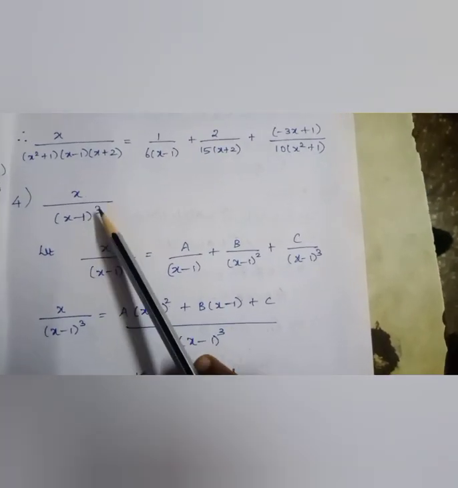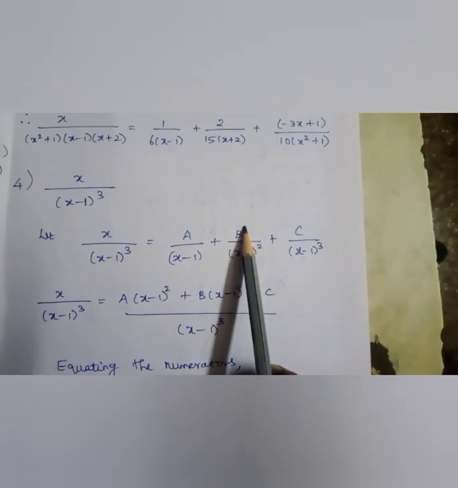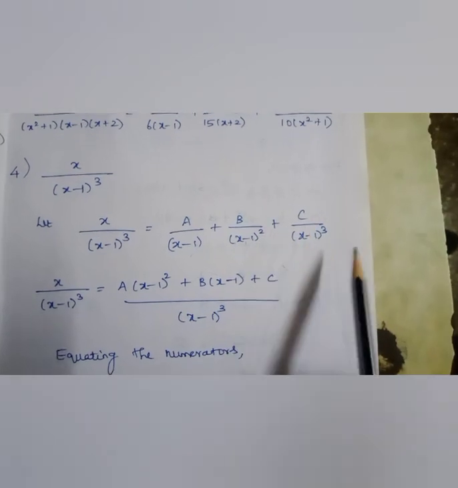Now we will see the fourth sum: x divided by (x − 1) the whole cube. What do you mean by whole cube? It means 3 factors are there. So x divided by (x − 1) the whole cube is equal to a by the factor, plus b by the factor the whole square, plus c by the factor the whole cube.